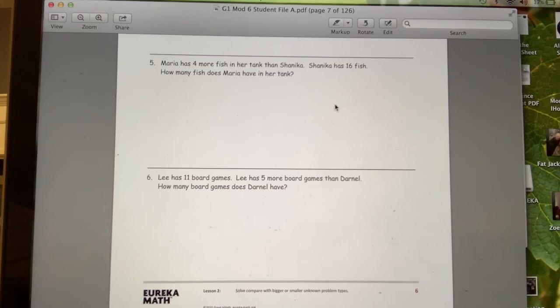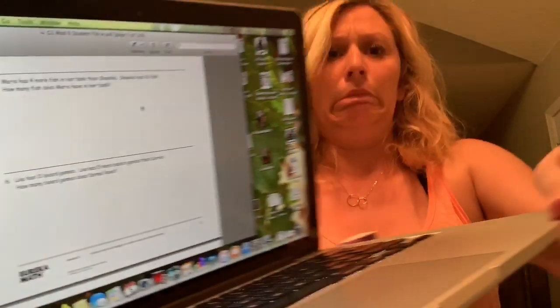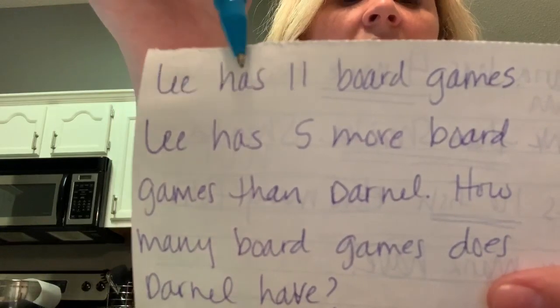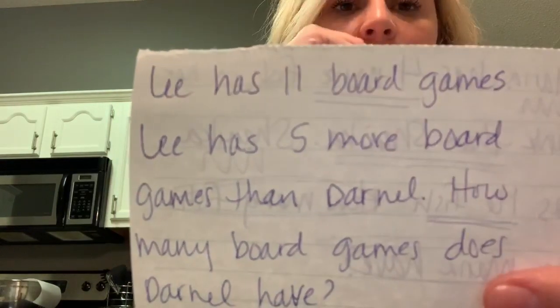Lee has 11 board games. Lee has 5 more board games than Darnell. How many board games does Darnell have? Wow. That one's got to get me a lot of thinking going on. Goodness gracious. Okay, let's break it down because when we break it down, we'll understand it sentence by sentence. Okay, let's start out. First sentence. Lee has 11 board games.